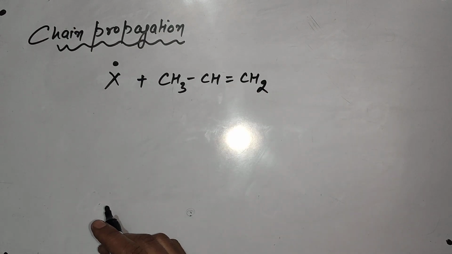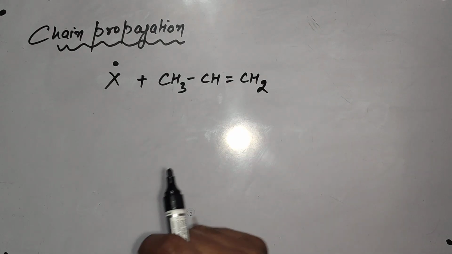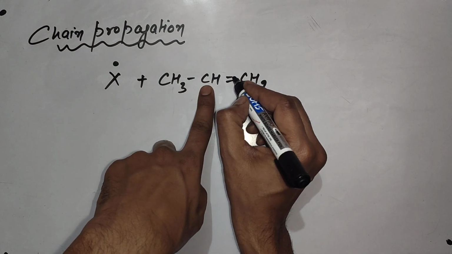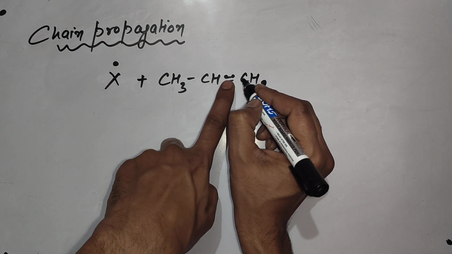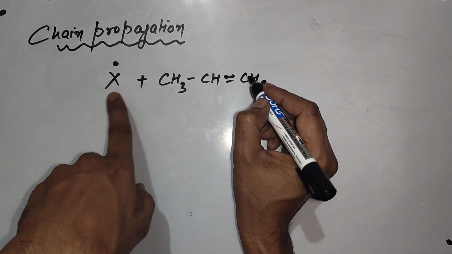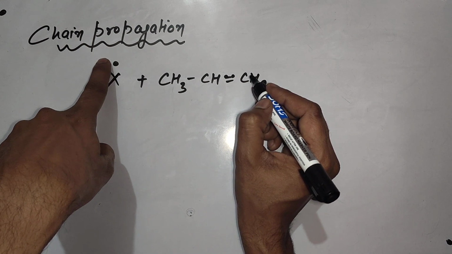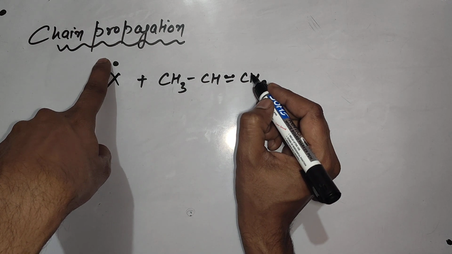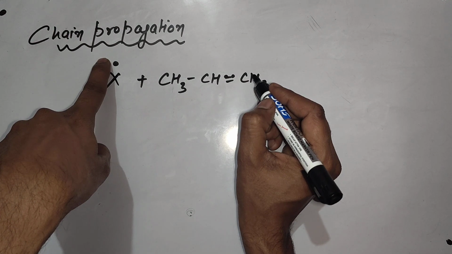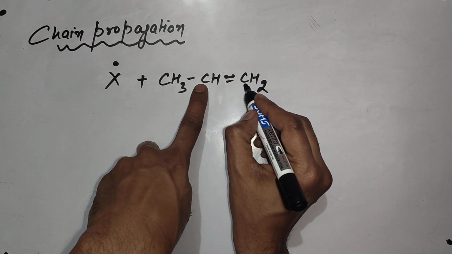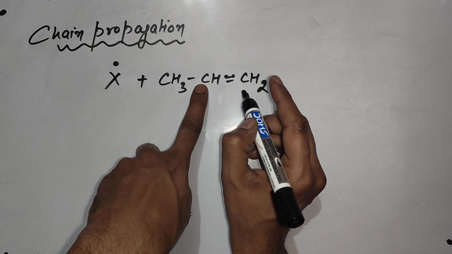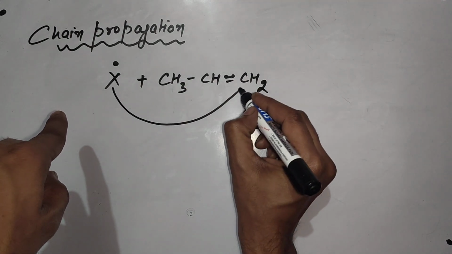Now on which carbon will it attack? We know pi bonds are easily breakable. The X free radical is unstable because it contains one unpaired electron. It needs one more unpaired electron to make a bond and become stable. So out of these two carbons, it will prefer to attack this carbon.